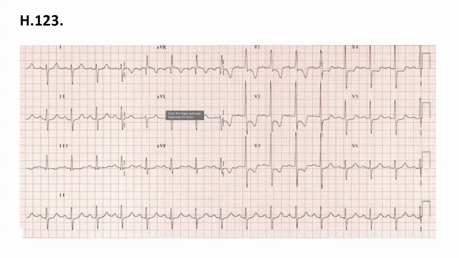QRS, for the most part, is narrow. It seems fine. Good. Axis. Axis negative in lead 1, positive in lead AVF, and isoelectric in lead 2. Is that fair? So it's extreme right axis deviation.